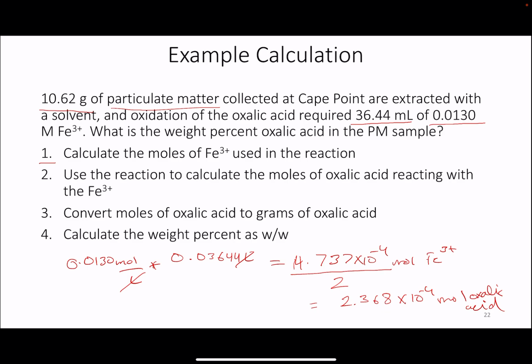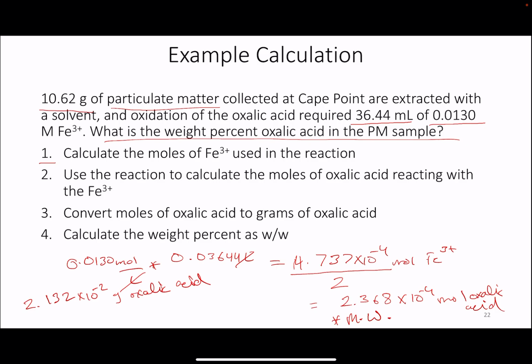But you don't want to know the moles of oxalic acid, you want to know the weight percent of oxalic acid in your PM sample. Because you want to go from moles to weight percent, you need to go from moles to grams. The way we go back and forth between moles and grams is to use the molecular weight. So the moles of oxalic acid times the molecular weight of oxalic acid, which is 90 grams per mole, tells you that you have 2.132 times 10 to the minus 2 grams of oxalic acid.